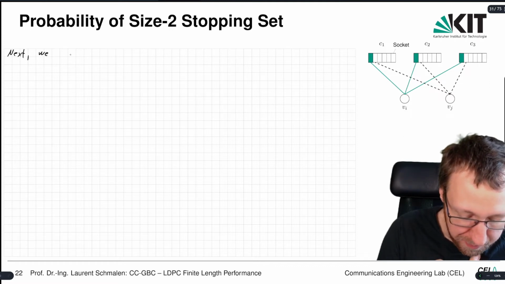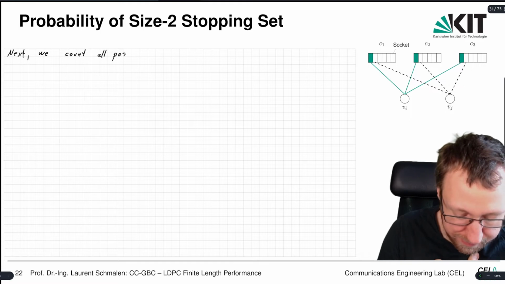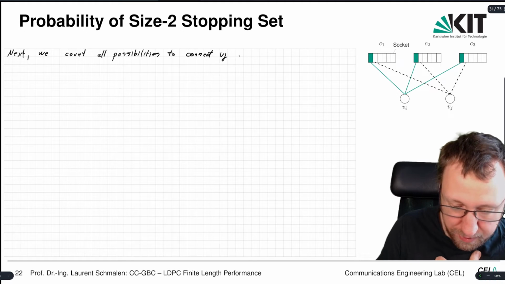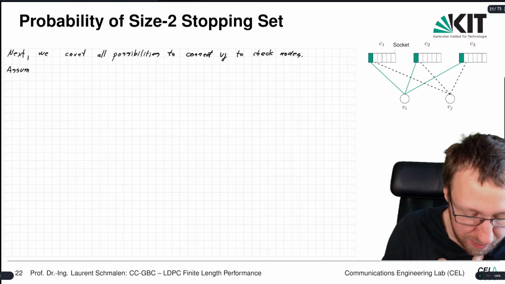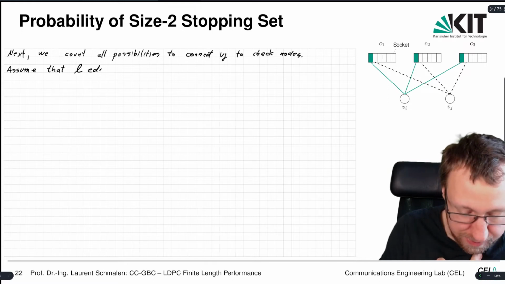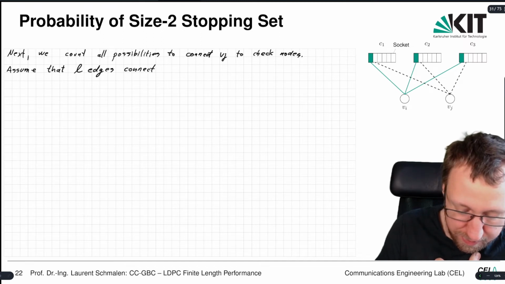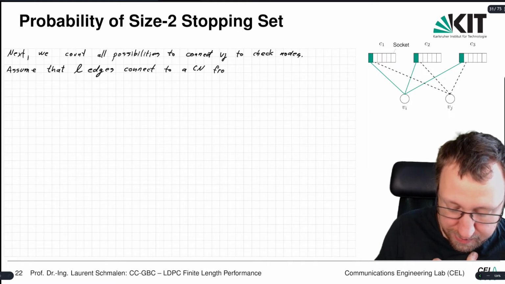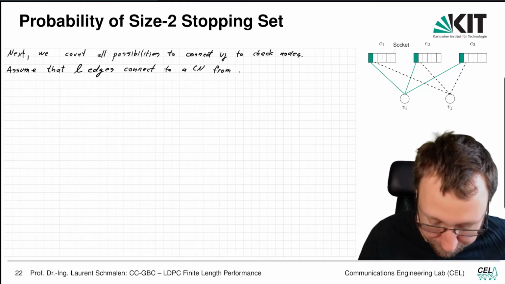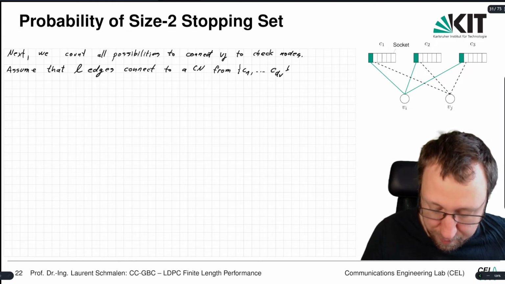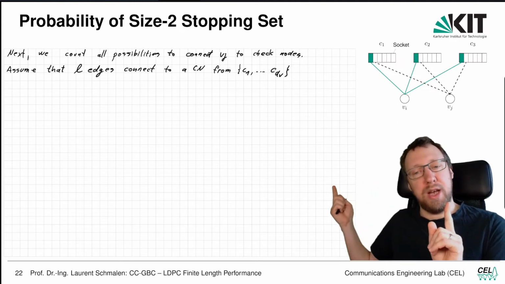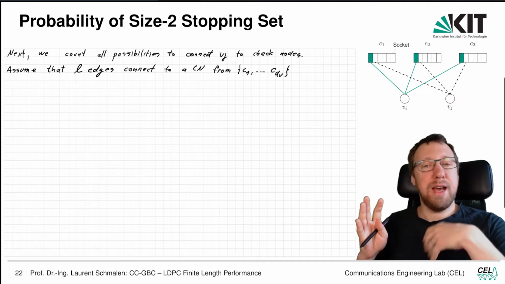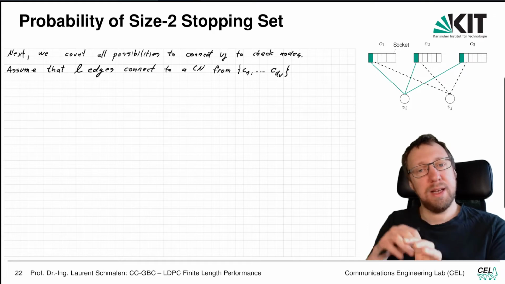So next, we count all the possibilities to connect Vj to check nodes. And for this, we assume that L edges connect to a check node that is contained in the check nodes that are already occupied. We have two kinds of check nodes. We have check nodes C1 to CDV that are already occupied with an edge, and we have the remaining check nodes. And we can form a mixture. Some of those edges can connect to the check nodes that are already occupied, and some can connect to other check nodes.